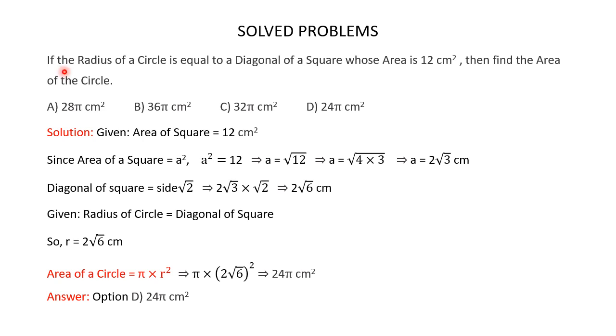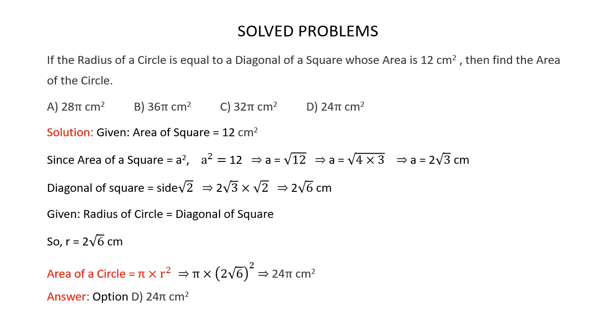If the radius of a circle is equal to the diagonal of a square whose area is 12 centimeters squared, then find the area of the circle. Here you are given 4 options and you have to find out which of these options is the correct one. So here you are asked to find the area of the circle.